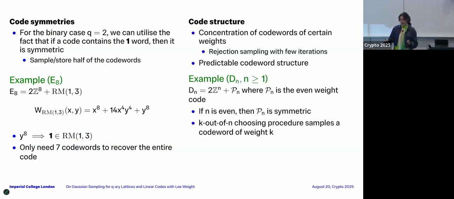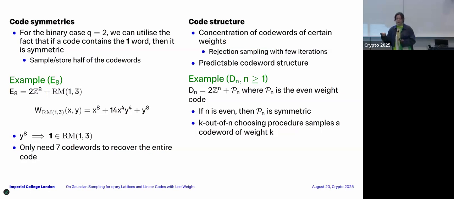Another trick to use is just to use general code structure. So again, for example, with E8, you can notice from the weight enumerator that most of the non-trivial code words, so all the code words except for 0 and 1, are weight 4 words. So if you need to sample a weight 4 word, you can do so with very high probability.